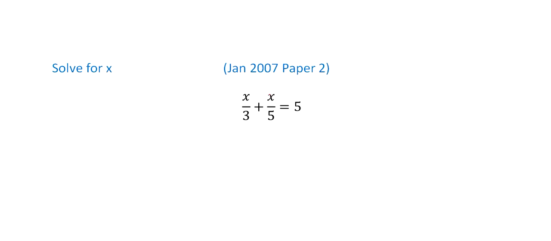Okay, so in this first example we have to solve for x, and this is from the January 2007 paper. We have x over 3 plus x over 5 is equal to 5, and we want to solve for x. Let's write this as x over 3 plus x over 5 is equal to 5 over 1, right?